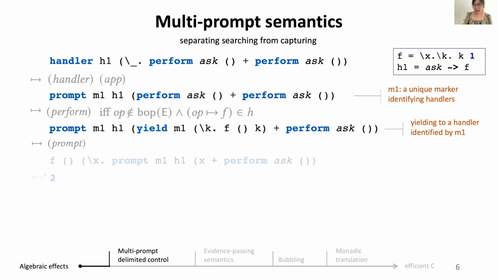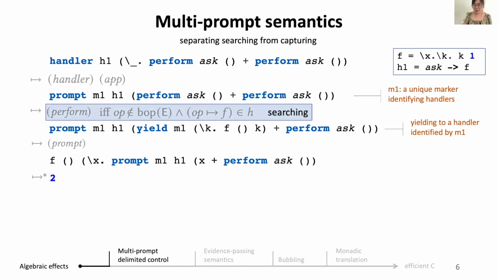Now, prompt will handle yield, where we will capture the resumption and evaluate to the same expression as before, except we have replaced the handle with prompt. At first sight, going through multi-prompt semantics does not seem to buy us much, because the overall process is still the same. However, now we have separated searching from capturing, and it opens up the way for optimizing each part individually, which we will do with evidence passing and bubbling.